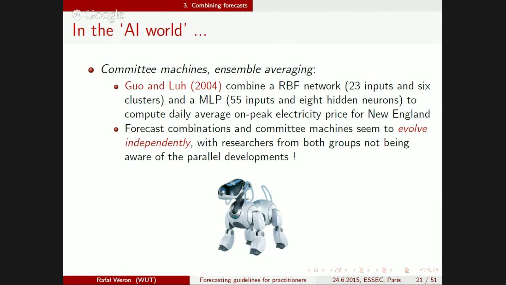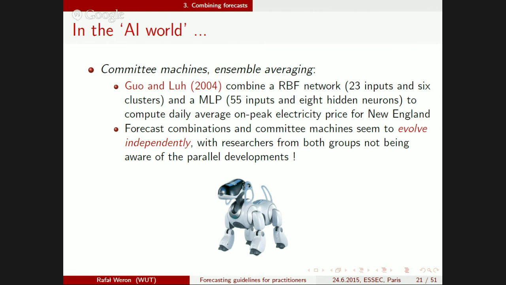Interestingly, if you look at the electrical engineering literature, there are single papers, and more coming nowadays, where people look at so-called ensemble averaging or committee machines. This is essentially combining forecasts. In this paper, Gawolnu combined a radial basis function network with 23 inputs and 6 clusters and a multi-layer perceptron to compute the daily average on-peak electricity price for New England. So essentially, they have two forecasters, one a radial basis function network, one a multi-layer perceptron, combined to yield one price. This is the idea of combining.